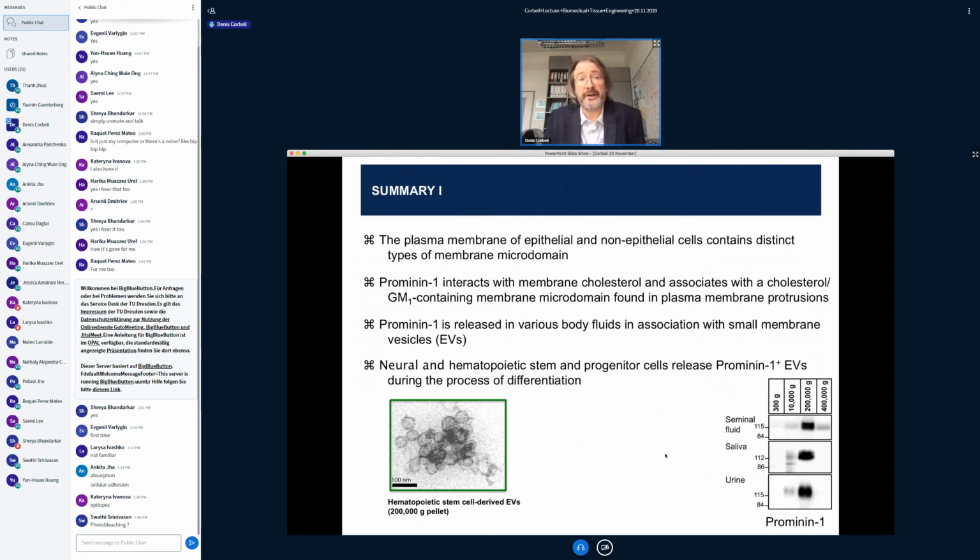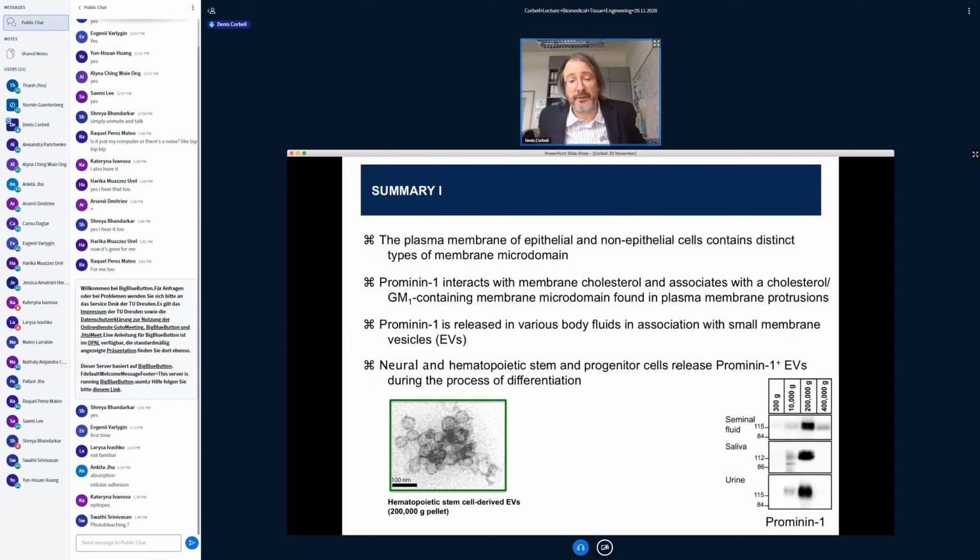And we have shown that the neural and the hematopoietic stem and progenitor cell release the prominin positive extracellular vesicle during the process of differentiation. So this is quite important because if we want to amplify the pool of stem cell, and this is very important if you go into regenerative therapy, you need a lot of stem cells. As I said 2 weeks ago, they are very, very rare cells. So if you want to increase the pool of stem cell, one way might be to block the release of these vesicles. If they are not releasing this vesicle, maybe they will still keep more stem cell, and then you can increase your pool of stem cell.